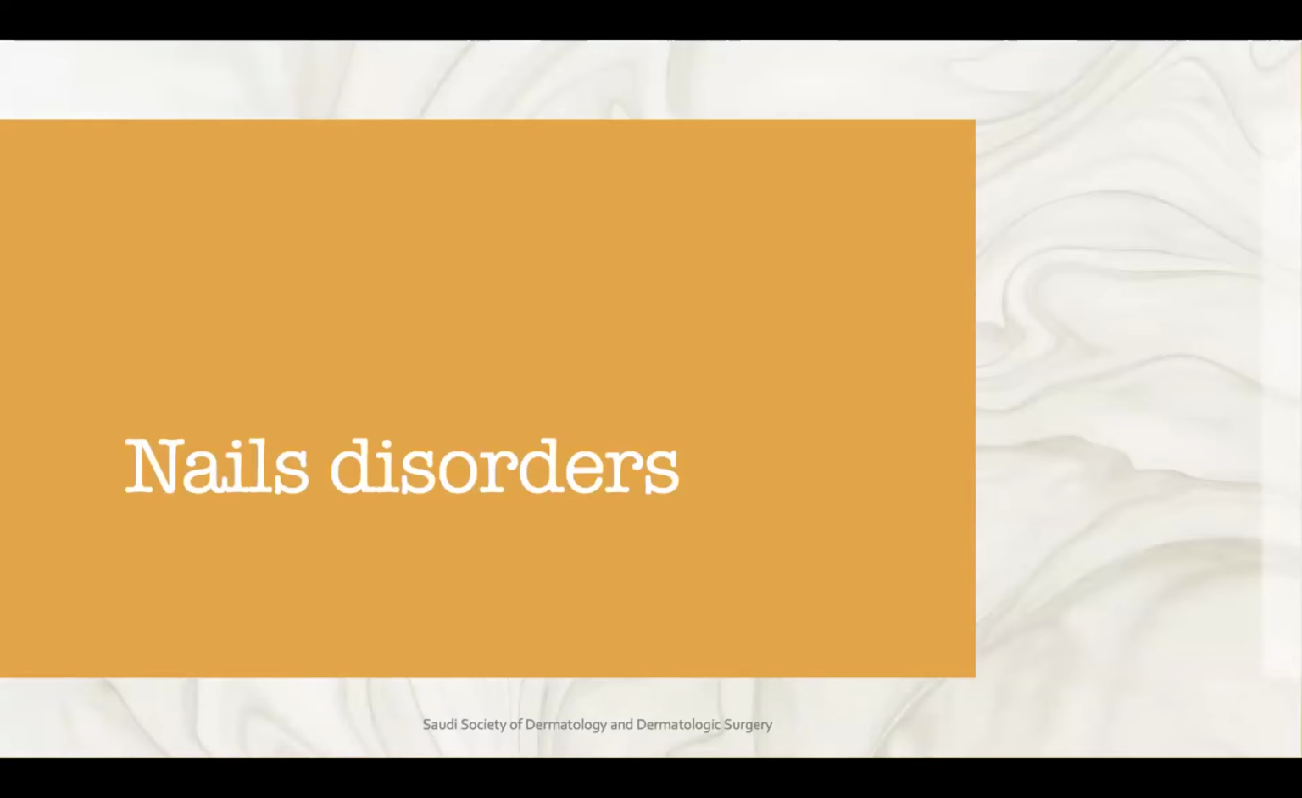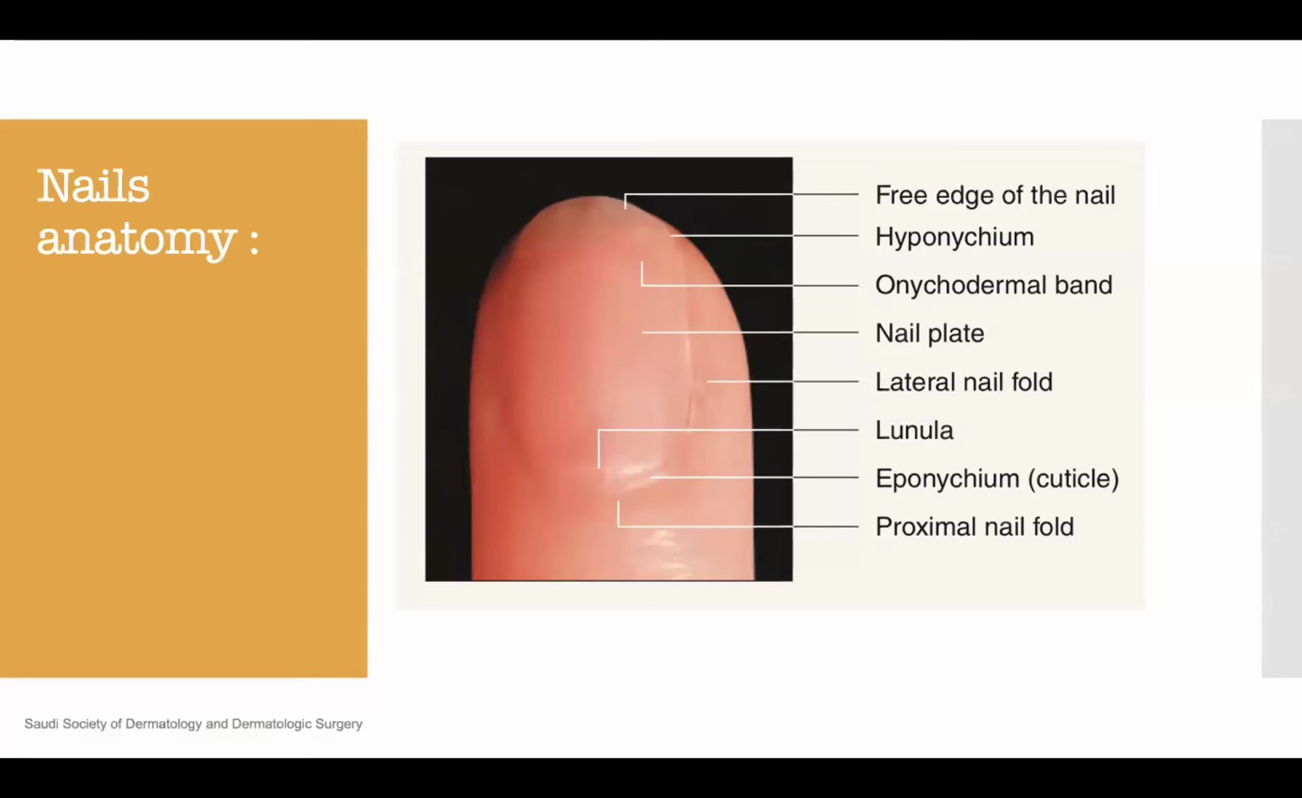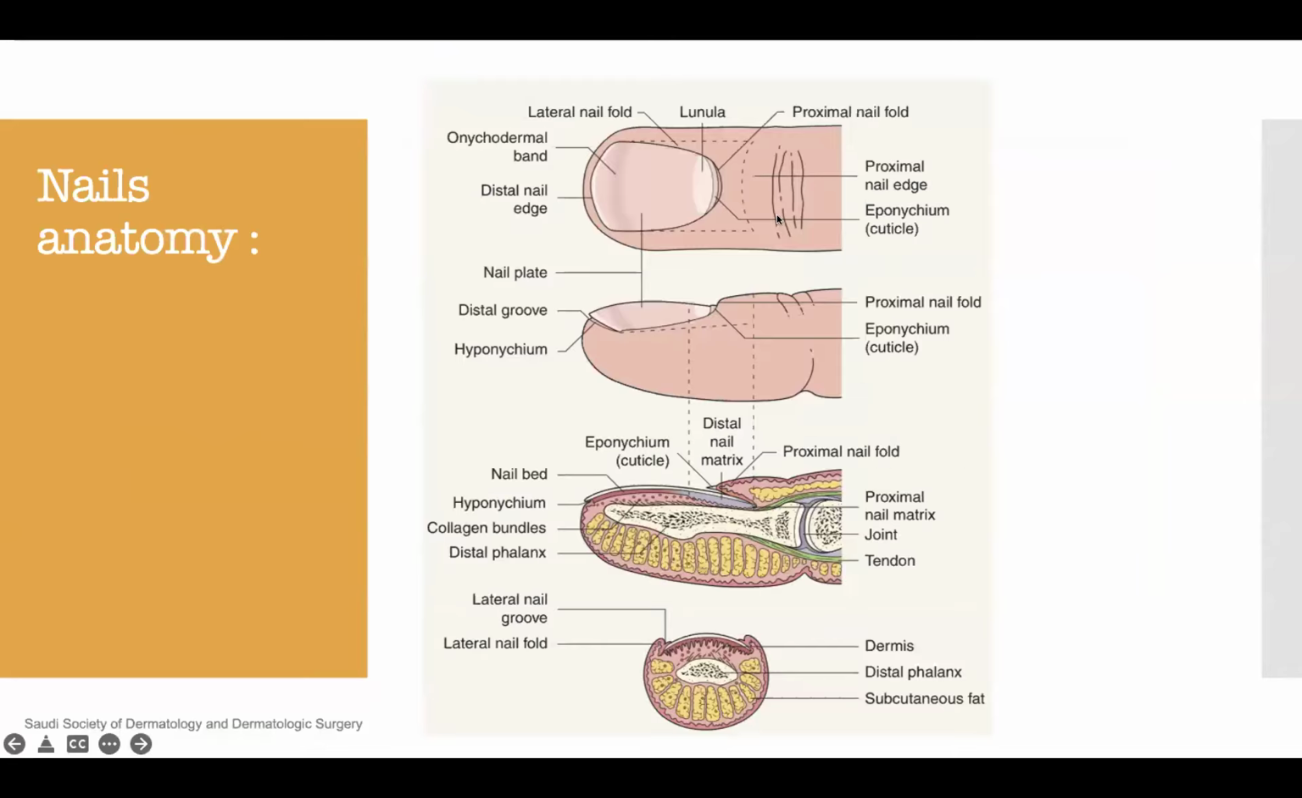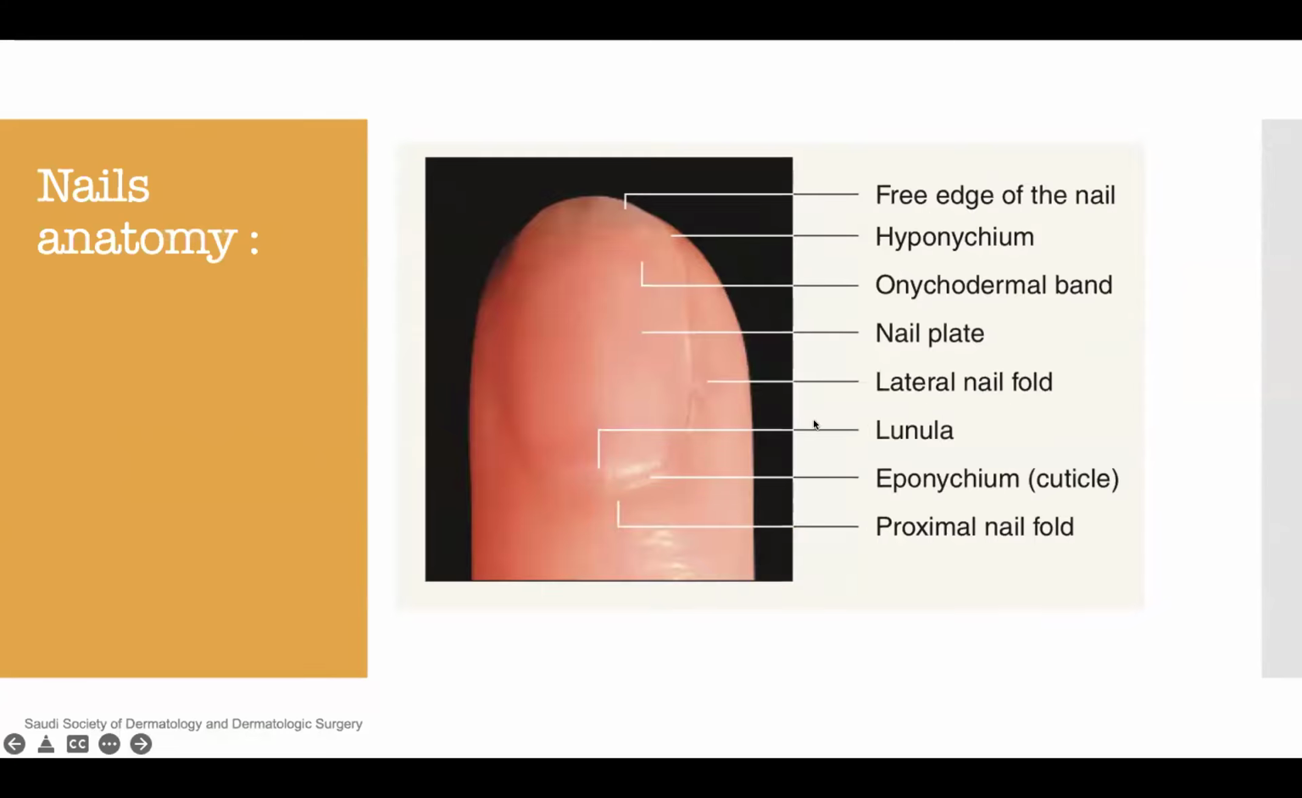Okay, so let's now start with the nail disorders. In the beginning, we also have to know the exact nail anatomy, as you can see here in the picture. There is the free edge of the nail, the hyponychium, the onychodermal band.